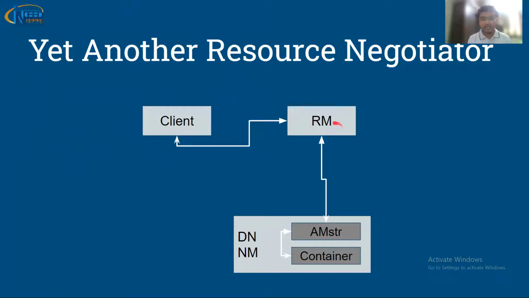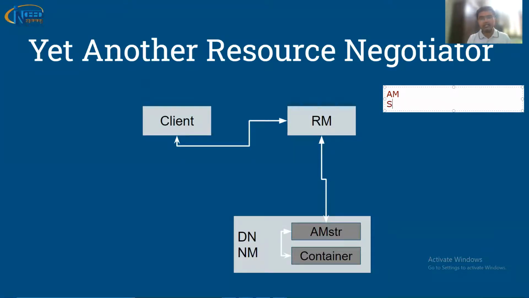Here we have components like resource manager and node manager. And here we have a client. The client has a program or a job to be processed, to be run. So the client basically makes a request to the resource manager. The resource manager further manages everything. The resource manager has a supportive component called application manager, and one more component called scheduler. So two things it has: AM as application manager and S as scheduler.